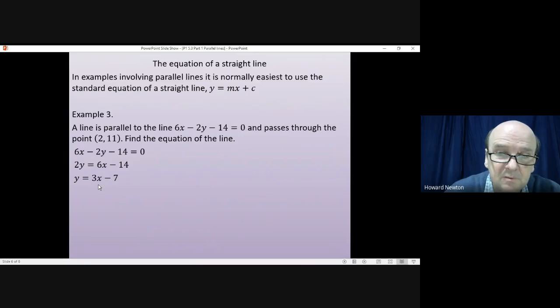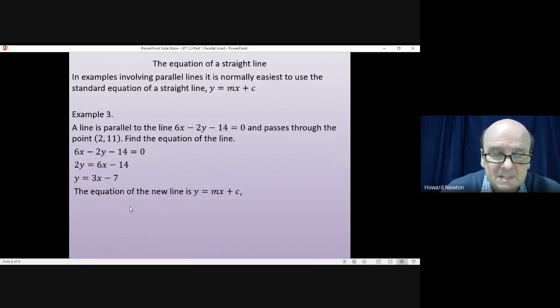It's got gradient 3. Now, the line that we want to find is parallel to this. I think the best thing to do is just immediately say, well, the equation of the new line is y equals mx plus c, because that's the equation of any line. And then you go about the business of working out what m must be and what c must be. With nearly all of this type of question, it's easier to work out the gradient first, m. And then once you've done that, to work out what the y-intercept c must be.